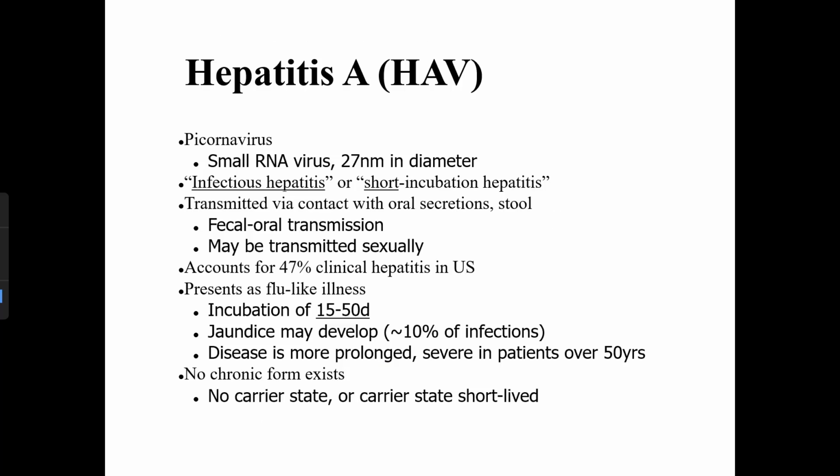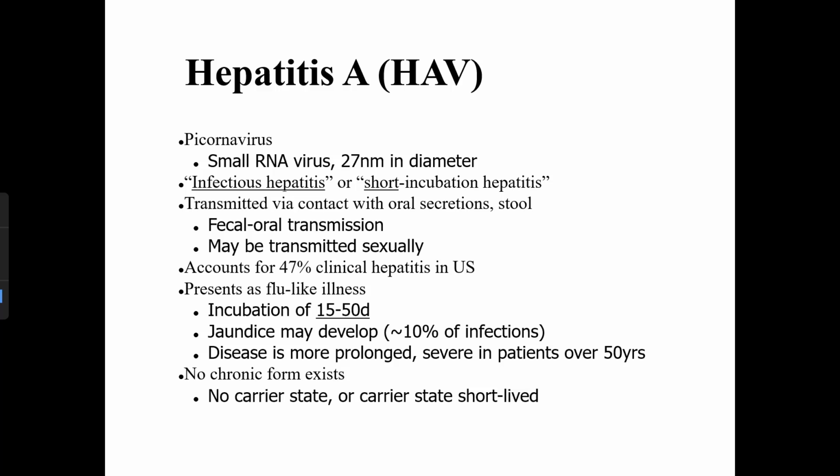So hepatitis A virus. There is a vaccine against hepatitis A virus, and most kids are given this. Hepatitis A is usually a transient infection that causes self-limiting diarrhea. So once you get it, you may see a little bit of swelling in the liver, but typically symptoms subside within a couple days with no major complications. It's a picornavirus, small RNA virus, infectious hepatitis or short incubation hepatitis.